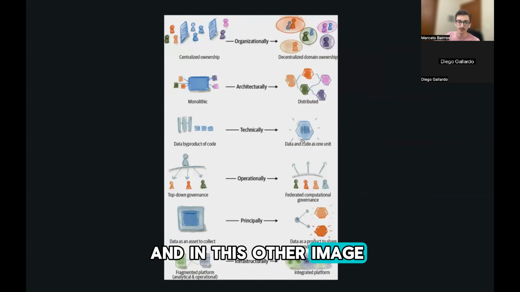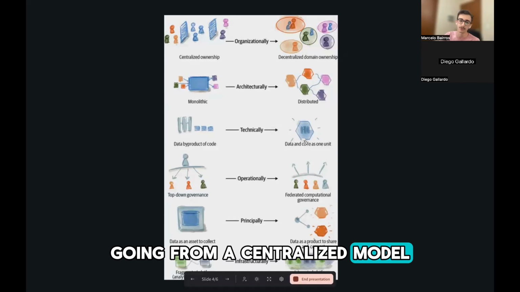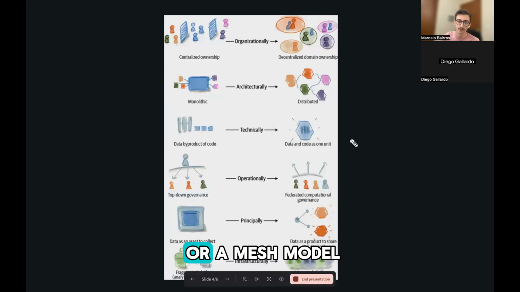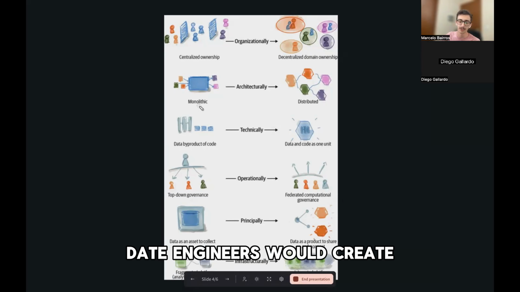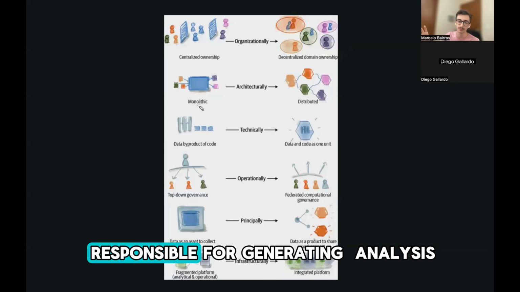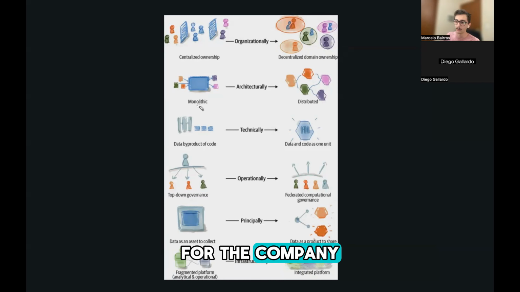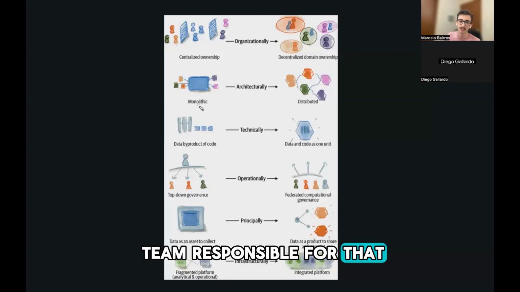And in this other image, I will just highlight this transition that companies would make going from a centralized model to a decentralized model or a mesh model. So, for example, in the previous model, we had a monolith, where one team of data engineers would create all the pipelines and everything, and they would be responsible for generating analysis. This could definitely become a bottleneck for the company because there's just one team responsible for that.